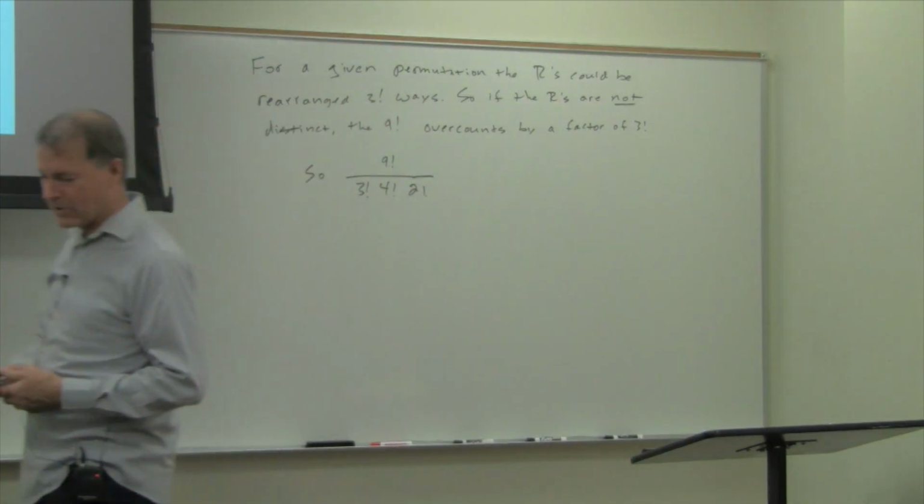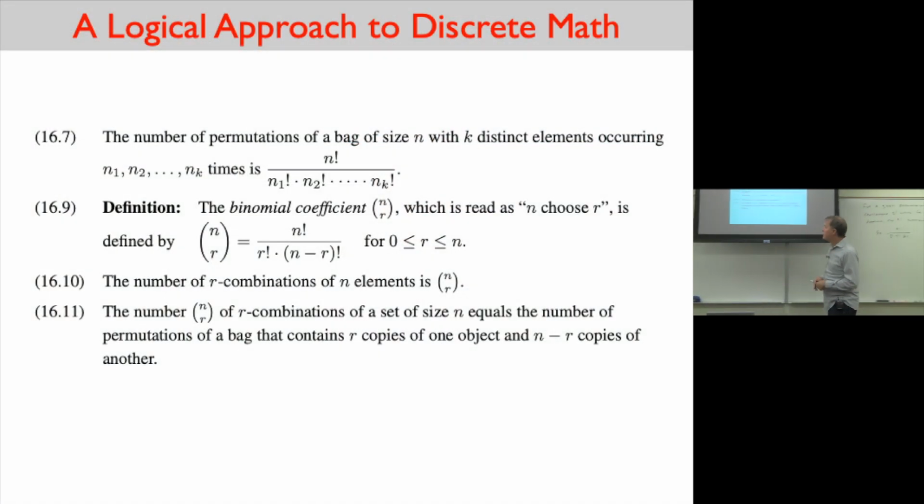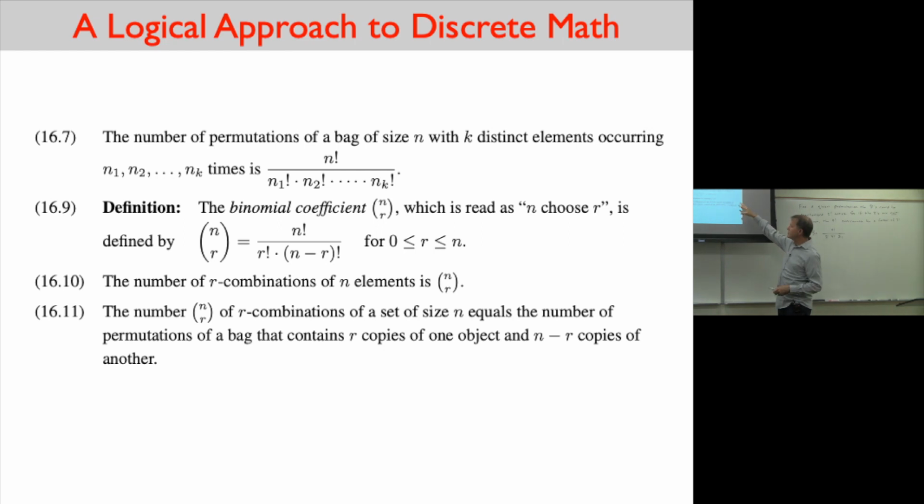So 16.7 is the general case. The number of permutations of a bag of size n with k distinct elements is this. All right?